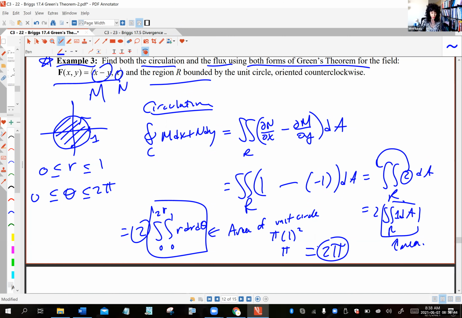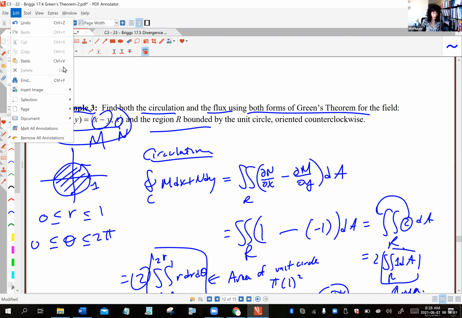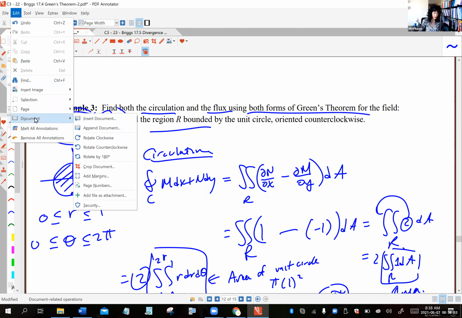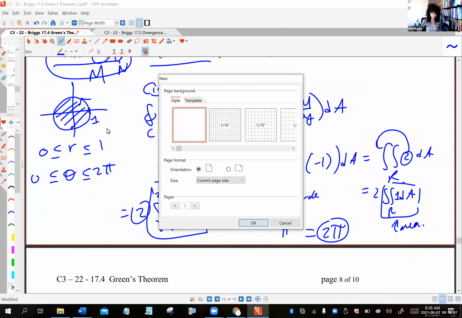That's a positive number, which means if this force field represents the velocity of some water moving around, we would be able to put a little paddle wheel in there and get it to spin in the counterclockwise direction. Cool.